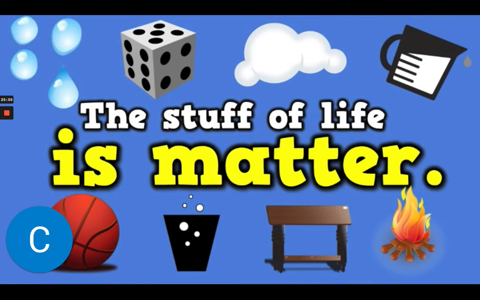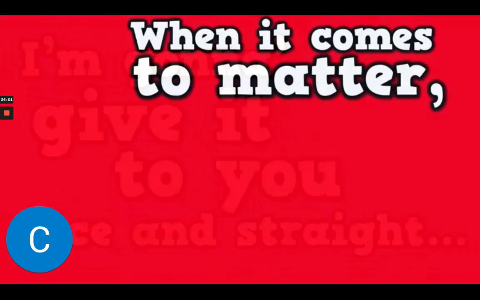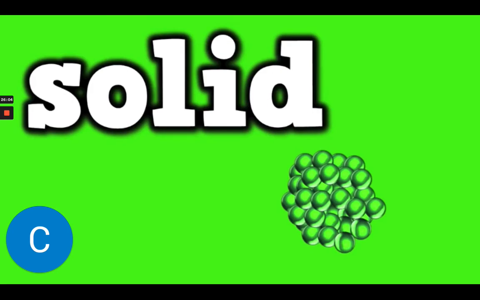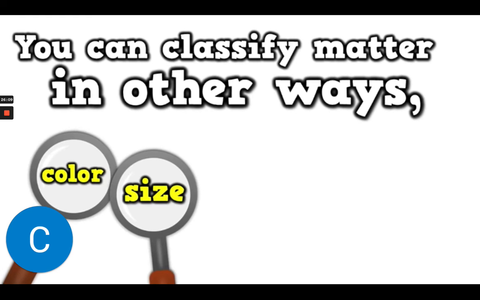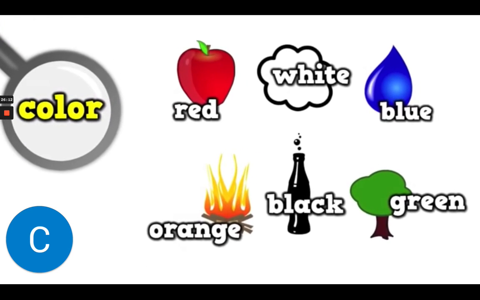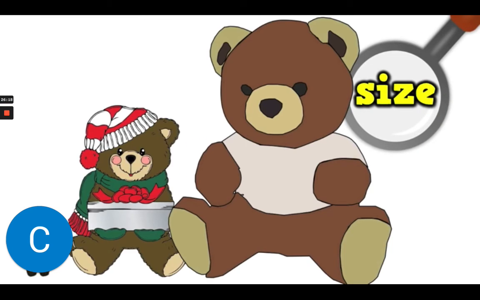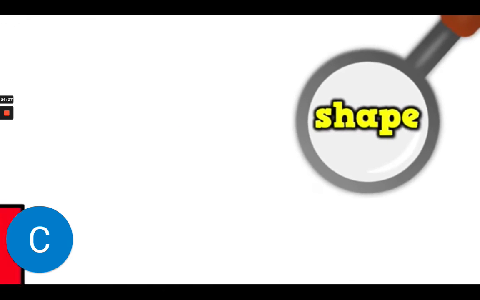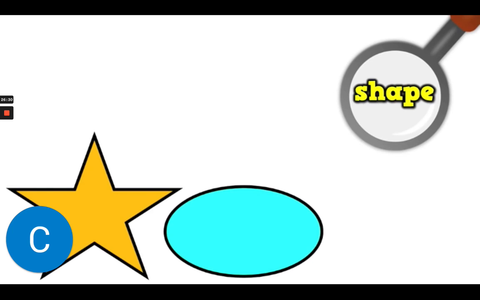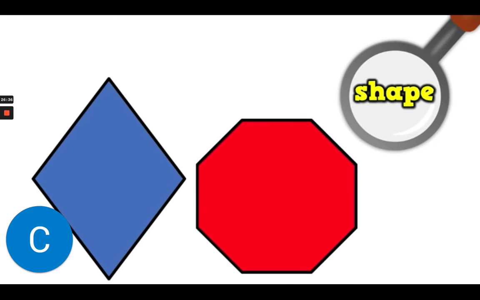You can classify matter in other ways, like by color or size or texture or shape. Like color: red, white, blue, orange, black, green, brown, yellow, pink, purple, gray. Like size: big, small, or medium, skinny or wide, thick or thin. Like texture: spiky or furry or smooth or bumpy or soft or rough or lumpy. Like shape: square, circle, rectangle, star, oval, or triangle, trapezoids and hexagons, diamonds and octagons.